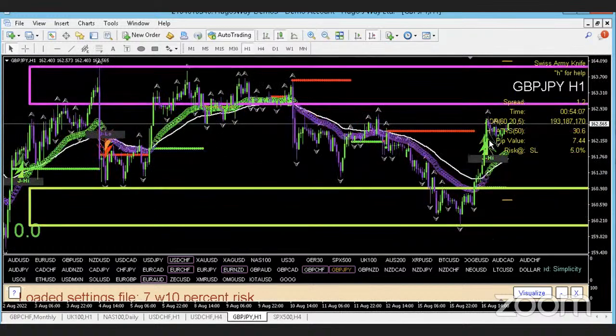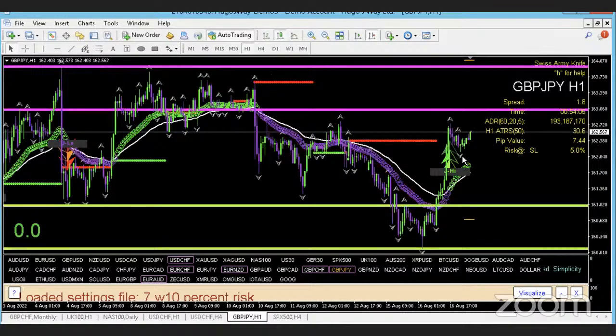So that's GBPJPY, nice impulse. We've got the retest. We're kind of sitting in structure, looking for the breakout. You know what your targets are. You know you're protecting within 50 pips, and then there we go.